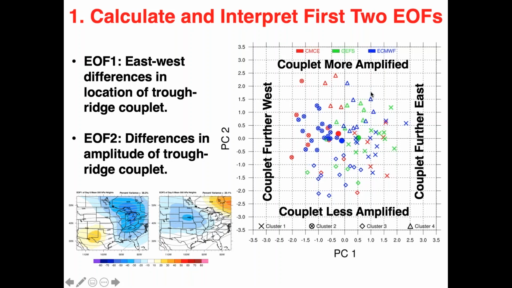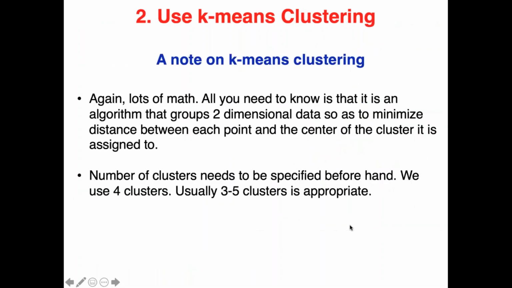I've already gone through and clustered the 90 ensemble members into 4 clusters here, and how I did that is with the k-means clustering algorithm. Just to note on the k-means clustering algorithm, again, it's a lot of math, but all you need to know is that it's an algorithm that groups 2-dimensional data so as to minimize the distance between each point and the center of the cluster it's assigned to. The number of clusters needs to be specified beforehand. We are using 4 clusters, but in general, 3 to 5 clusters is appropriate.